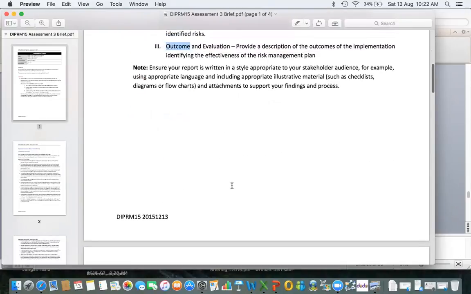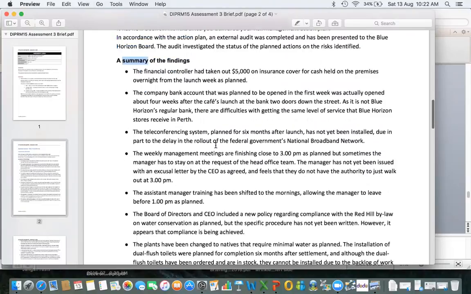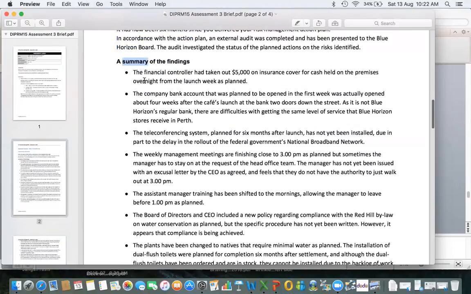How do we populate information? Yeah, there you go. This is basically reflecting the implementation information. So when it is implemented, this reflects the summary of the findings. I think last week we discussed this briefly. The financial control had taken out $5,000 on insurance cover for cash held on the premises overnight from the launch week as planned. So it has been done as planned.